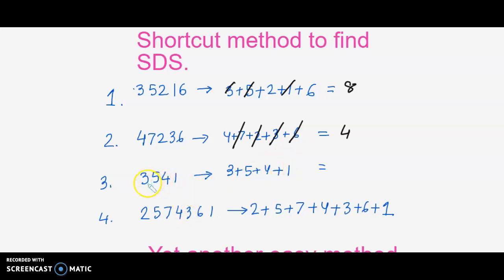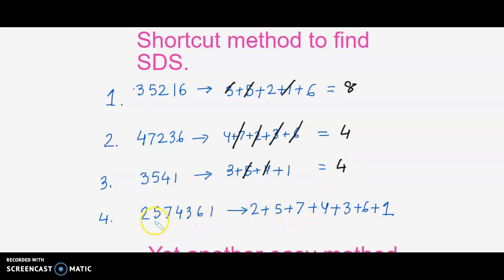In the next example, our number is 3541. We cancel those numbers that add up to 9. We have cancelled 5 and 4 because 5 plus 4 is 9. So we are left here again with 4.